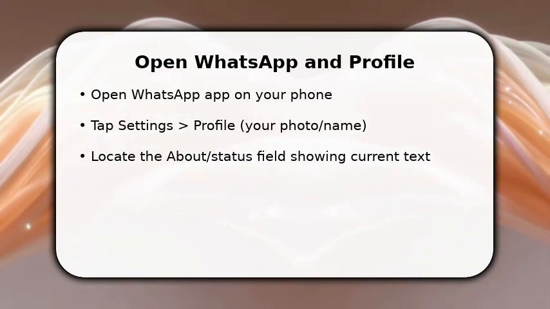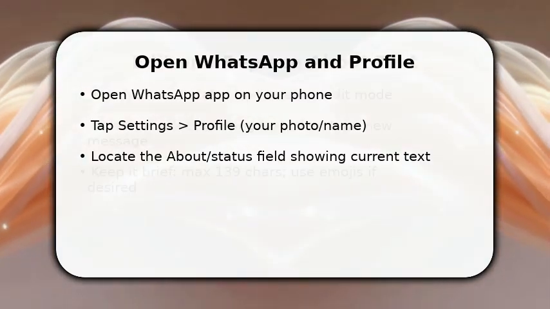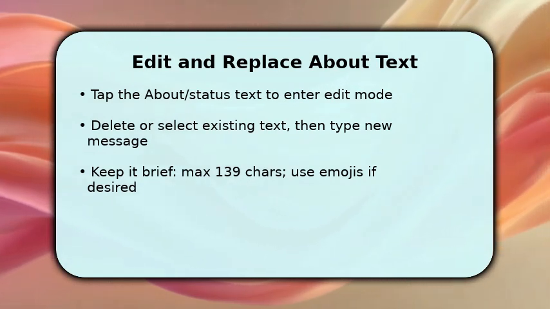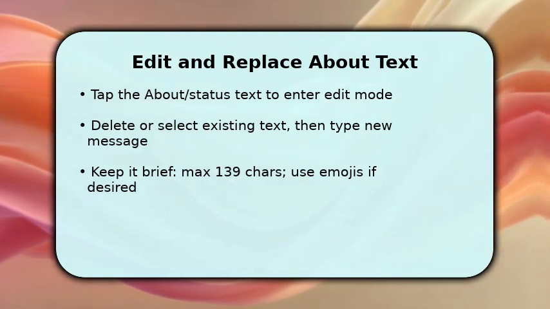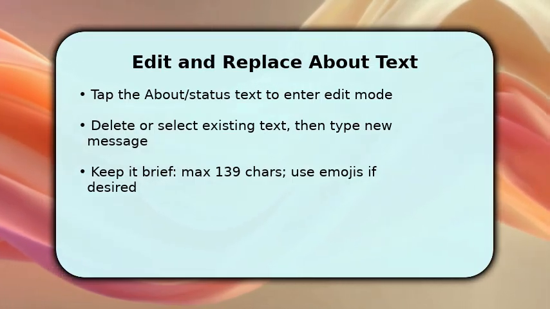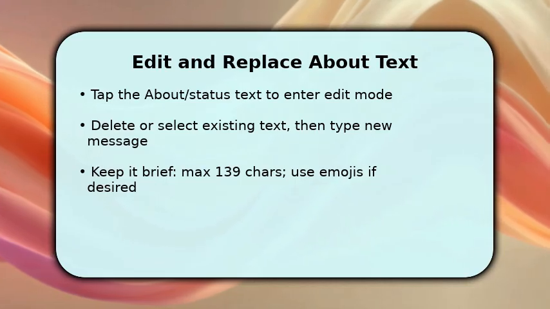Now you tap the About or Status field to enter edit mode and the keyboard appears. This is where you replace the default text. Delete or select the current phrase and type your new message. Concise works best, under 139 characters, so it displays cleanly.